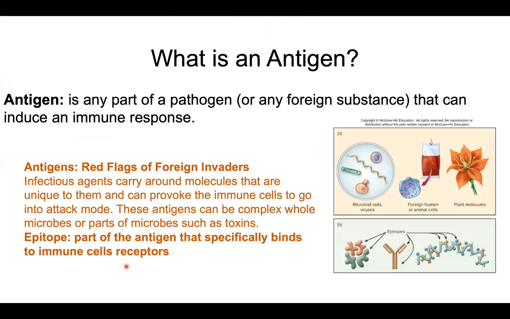So an antigen is any part of a pathogen, and it can also be a foreign substance or pollen or laundry detergent molecule or cat dander or something like that, that will induce an immune response.